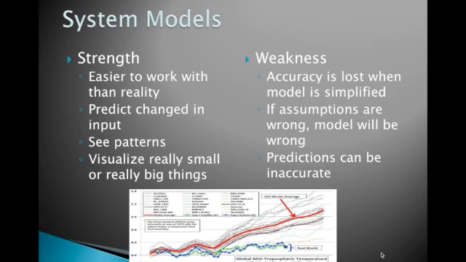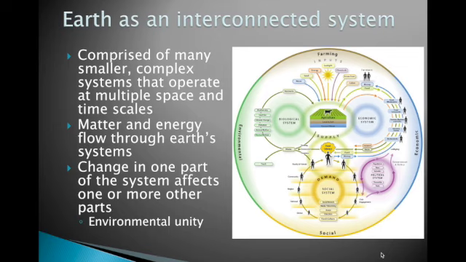Earth is a bunch of interconnected systems, as I said in the beginning. So it's comprised of many smaller, complex systems that operate at multiple space and time scales. Matter and energy are going to flow through all of Earth's systems. And if you change one part of one system, it affects all of the other parts. So if I increase my social system, my demand on products, it will negatively affect my biological systems. It might positively affect my economic systems. These things are all related.